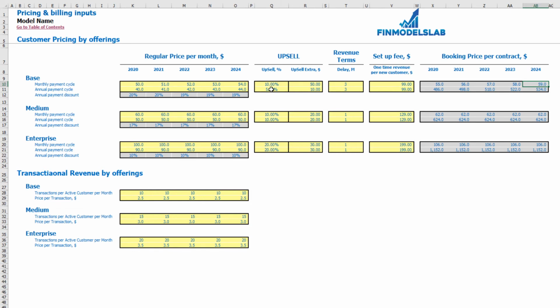If you don't need the upsell, you can just clean these cells, and that's it. For the annual payment cycle, your booking is multiplied by 12. So 40 multiplied by 12 is 480.